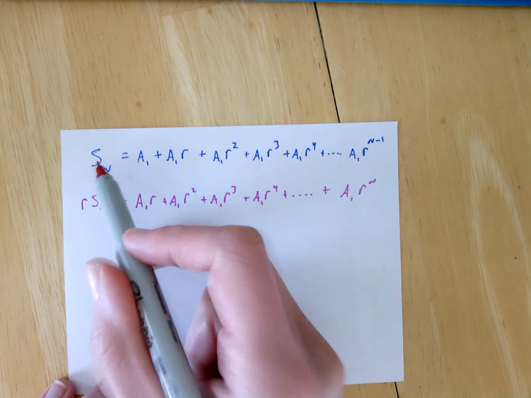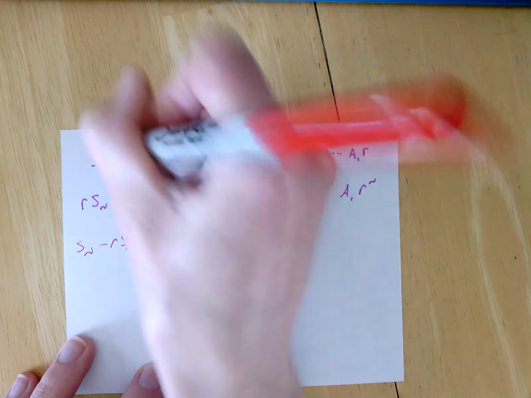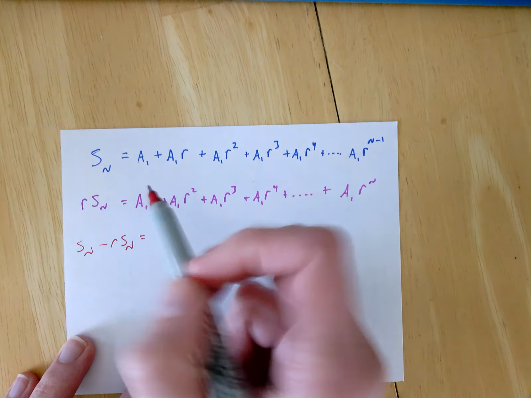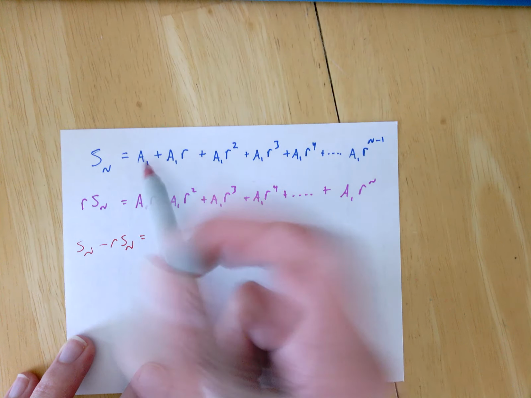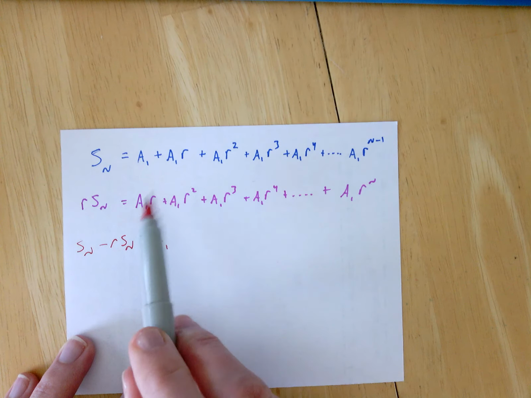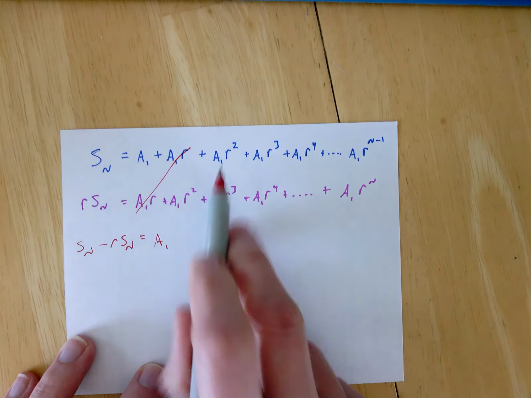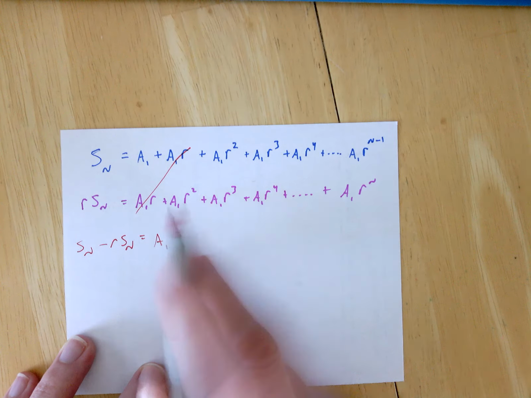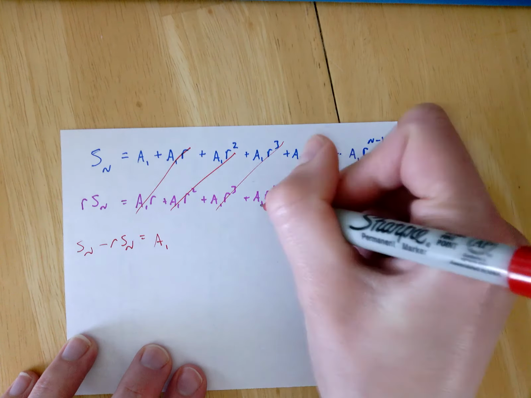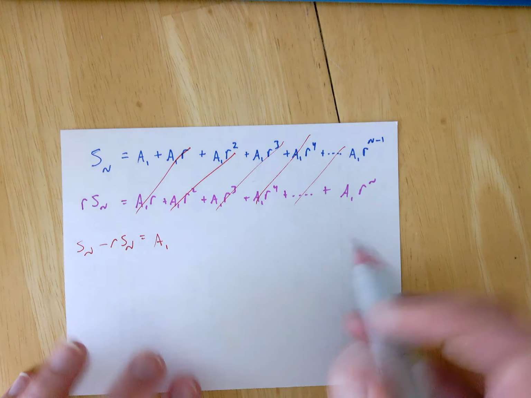So on this side, I'm going to get S sub n minus r times S sub n, right? That's what I have on this side of my equation. And then on this side, here's where the cool things are going to start happening. First, I'm going to have an a sub 1, okay? But look at what's going to happen. When I do this minus this, these two are going to cancel each other out, right? And when I do this minus that, that's going to cancel out. And then these guys will cancel out, and then these guys will cancel out. And all these dot, dot, dots, they're all going to cancel out. Okay, until we get to here.